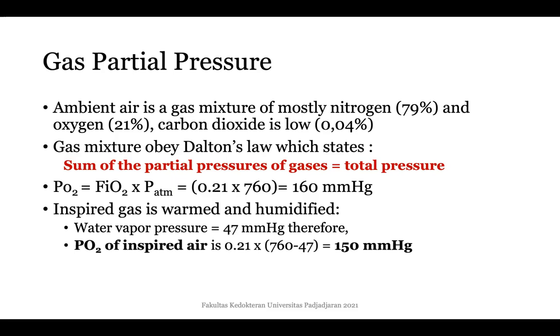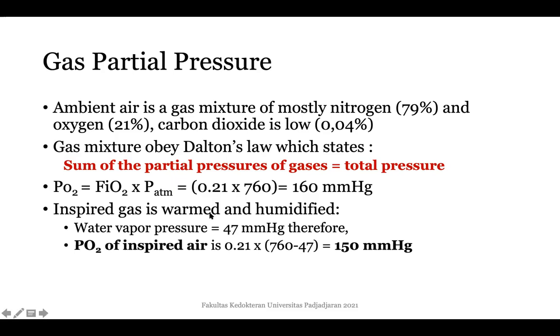We also know that the total pressure is made up of the sum of the partial pressures of the gases. That means that the pressure of oxygen is equal to the fraction of inspired oxygen times the atmospheric pressure. Since oxygen is 21% of the atmosphere and the atmospheric pressure is 760, in the normal air that we are breathing, the pressure of oxygen is 160 millimeters of mercury.